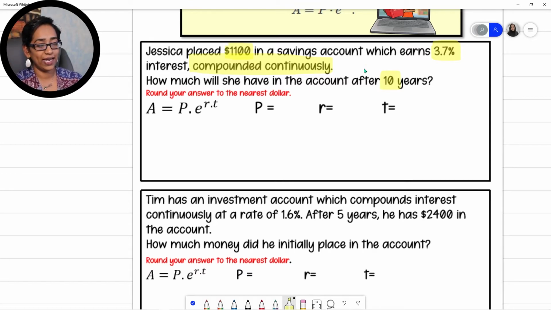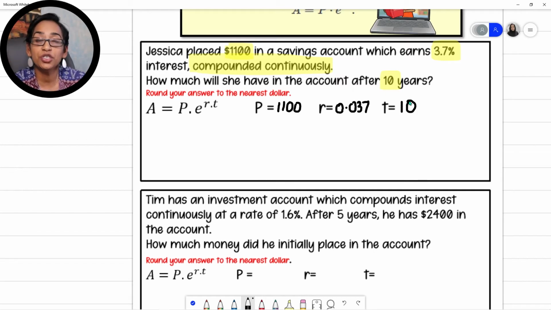I will go ahead, take my pen. The P-value is 1100. The interest rate is 3.7. Percentage always to decimal, 0.037. Time is 10 years, right? And if you see, there's no n here because I know I'm compounding continuously.